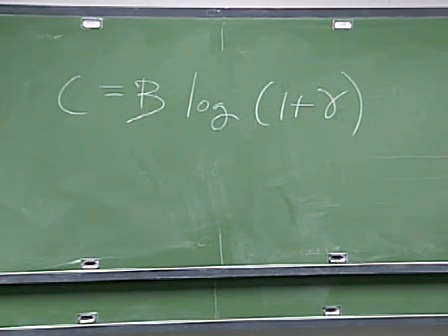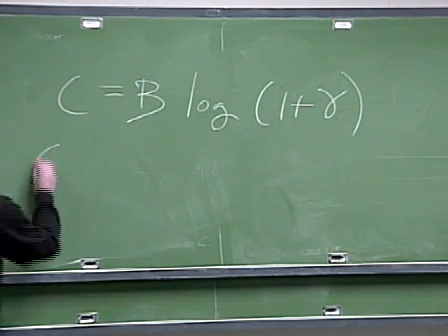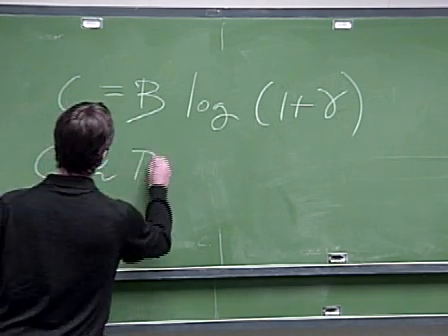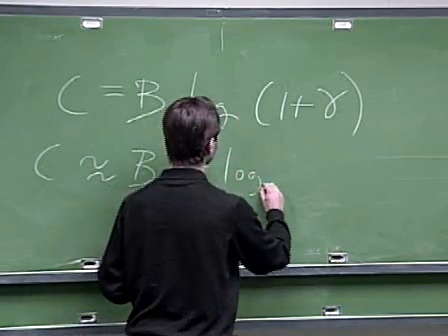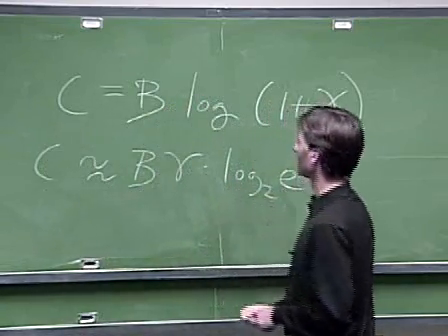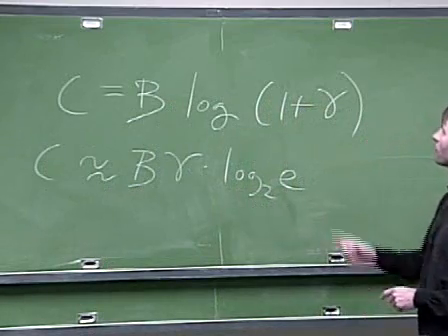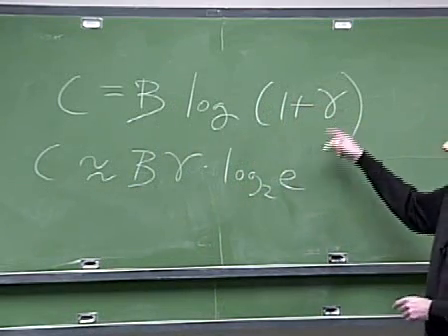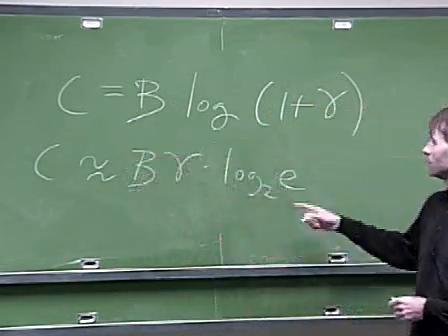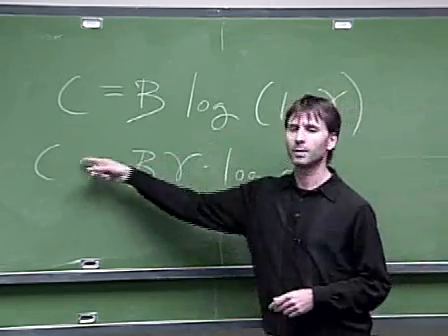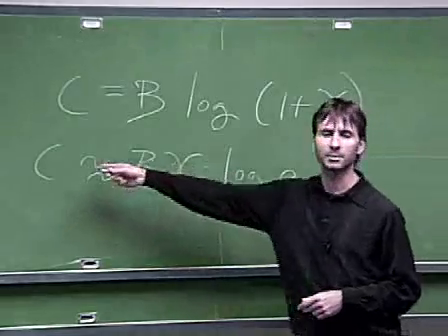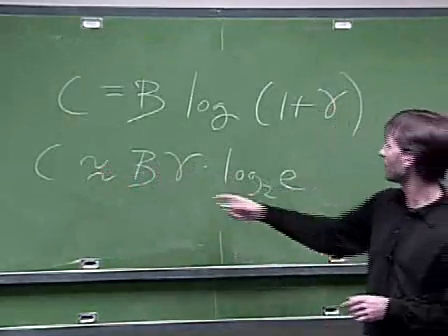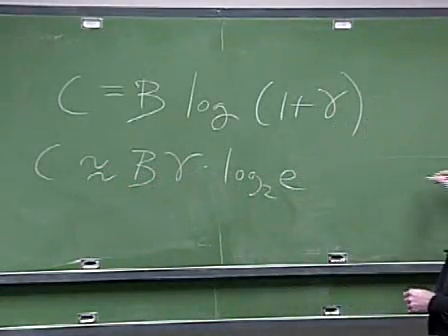So you do a Taylor series, and you get that C is approximately equal to B times gamma times log 2 of B. Okay, so when gamma is small, this is the Taylor expansion, and you see that it becomes linear in gamma. So when you double gamma, you double C. Okay? It's approximate because there's a second term which has a gamma squared and so on.